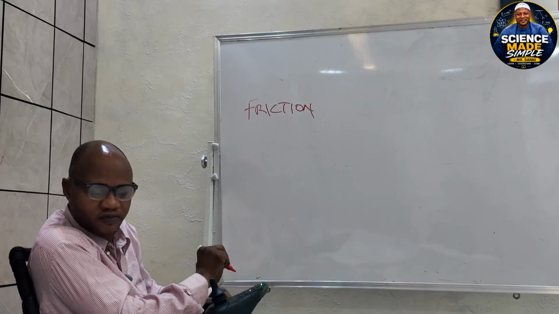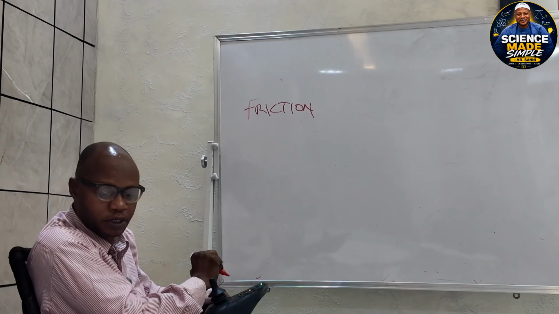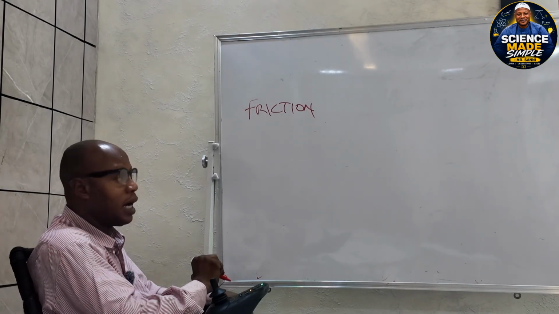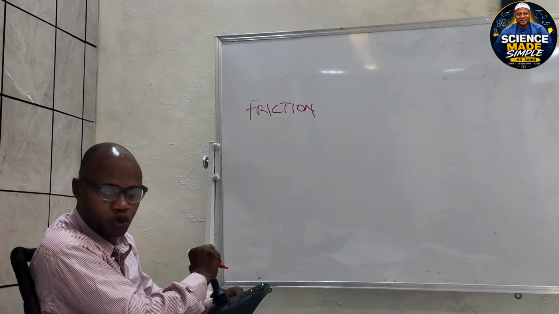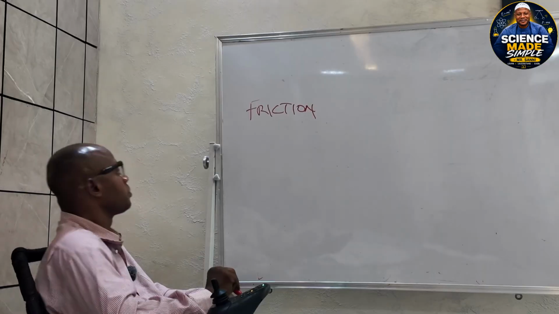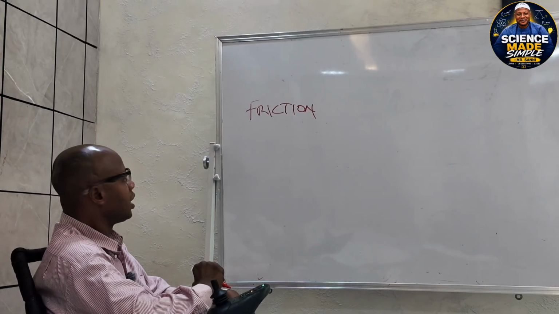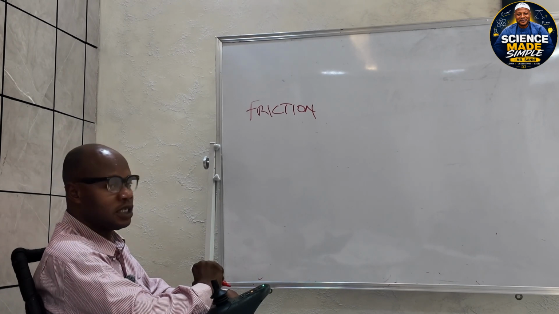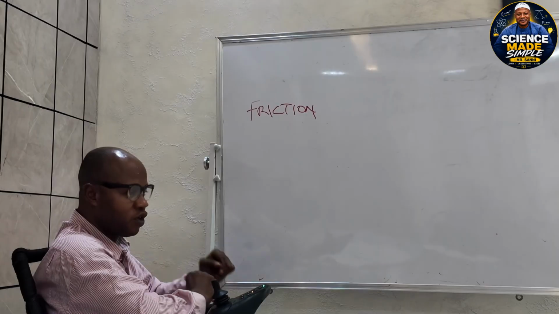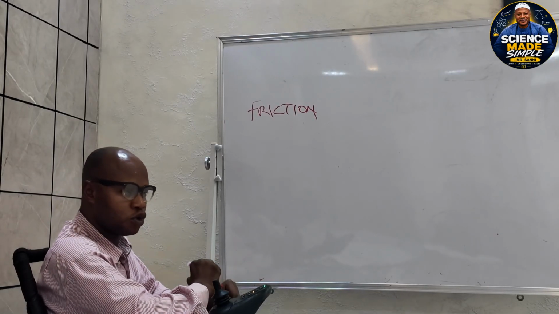Hello students, today we want to look at friction. Friction is defined as a force which acts at the surface of separation between two objects in contact and tends to oppose the motion of one object over the other. The effect of friction force cannot be felt unless the two bodies are in motion. That is, before you can feel the effect, the two bodies must be in motion.